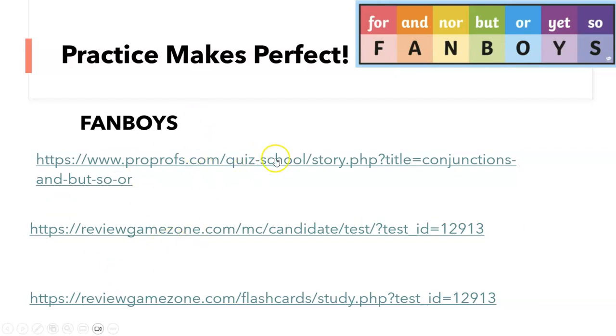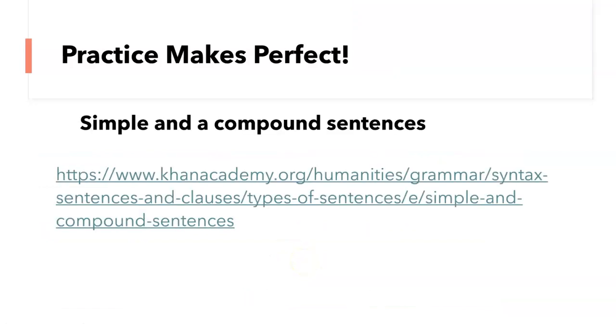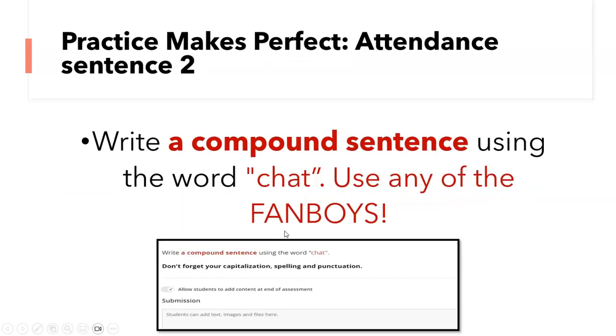1 and 2, this is a quiz about and, but, so, and, or. And this one is also about fanboys. And these are flashcards. You need to click, so you will find the answer on the back of the flashcard. And this is also a quiz from Khan Academy about simple and compound sentences. You can do these quizzes, take them, and you will have the answers immediately.